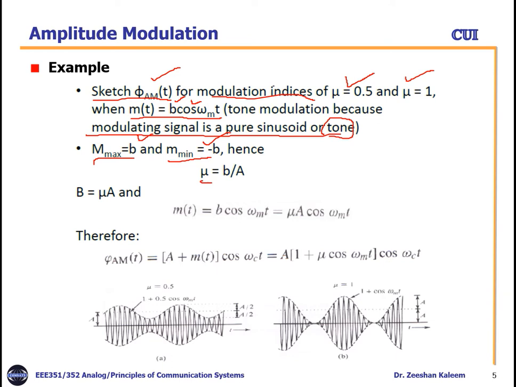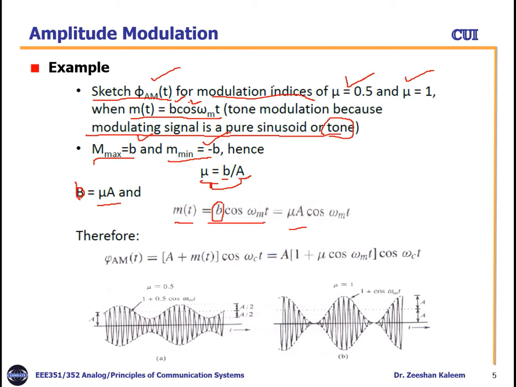the message signal peak over the carrier signal peak. So B is equal to, from here, B equals to this. This is a typo, this is small b. B equals mu A, right? Just multiply by mu. And we already know that m(t) equals B cos omega_m t. This is given from here, right? Let's put the value of B here, because we would like to write B in terms of the modulation index. So using this, we have mu A cos omega_m t.